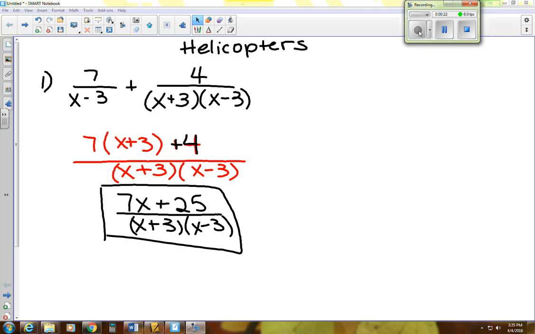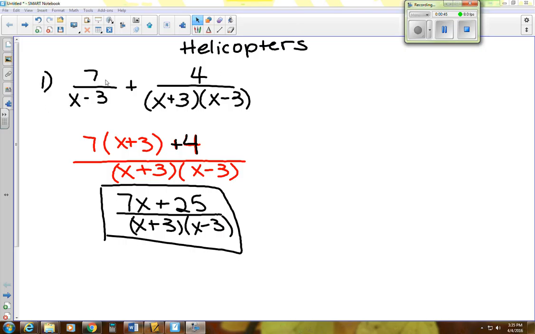So from the classwork, you had a practice that was just on adding rational expressions. And the whole thing about adding fractions is that we need to have a common denominator. Once we have a common denominator, we keep our denominator the same and we add our numerators. So when we're dealing with expressions, it's the same type of thing.